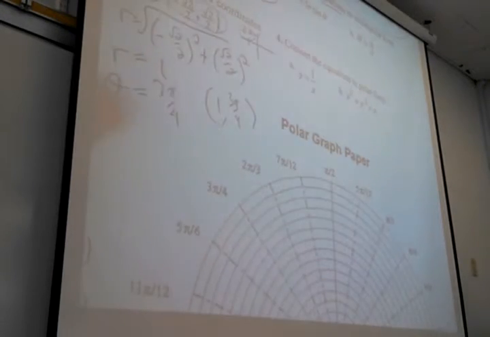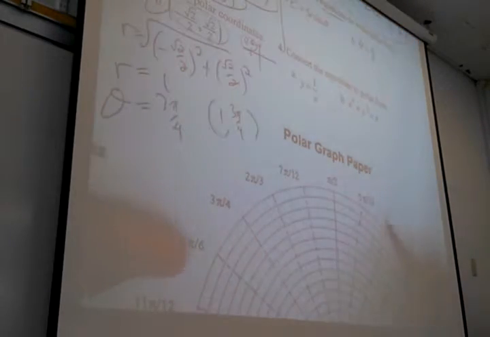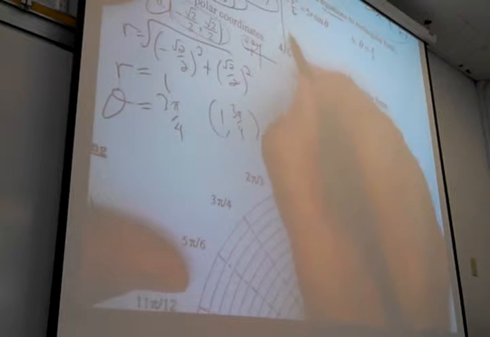So of course r squared is what in terms of x and y? x squared plus y squared. Yeah, so I replace this with what it is.